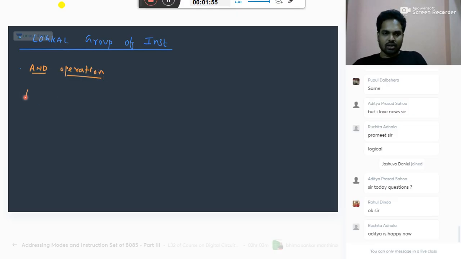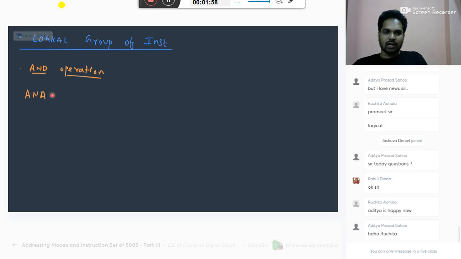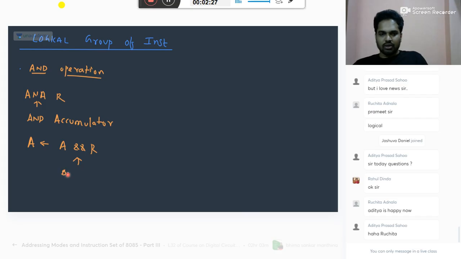The first instruction in the AND operation is ANA R. ANA means AND accumulator. What is the meaning of ANA? AND accumulator. So your accumulator is ANDed with register R. What is the meaning? Bitwise AND. Individual bitwise AND operation will be taking place.